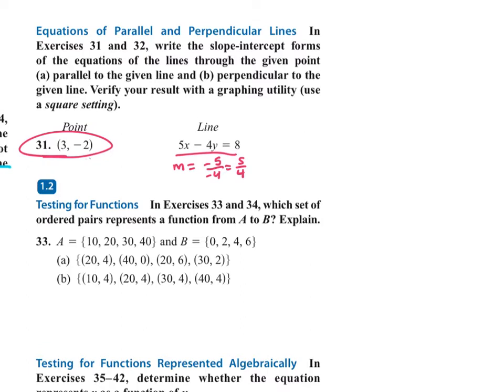So y minus a -2 becomes plus 2 equals, for the parallel one, I keep the slope the same. And then y plus 2 equals 5/4 x minus 15/4. Subtract the 2, which becomes 8/4. And I get y equals 5/4 x minus 27/4.